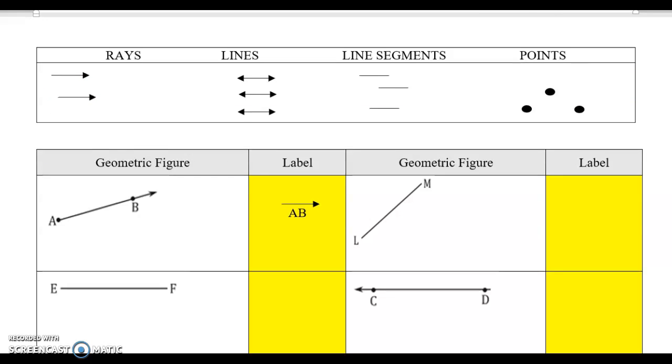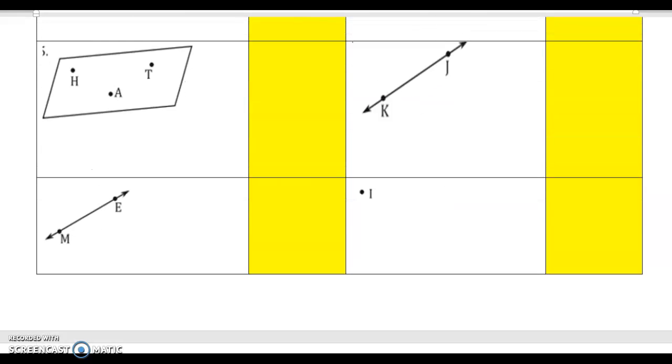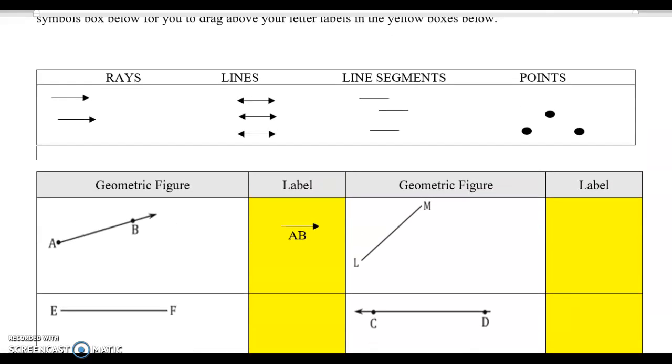So for the first task, I want you just to go through and label all of these geometric figures. Good luck.